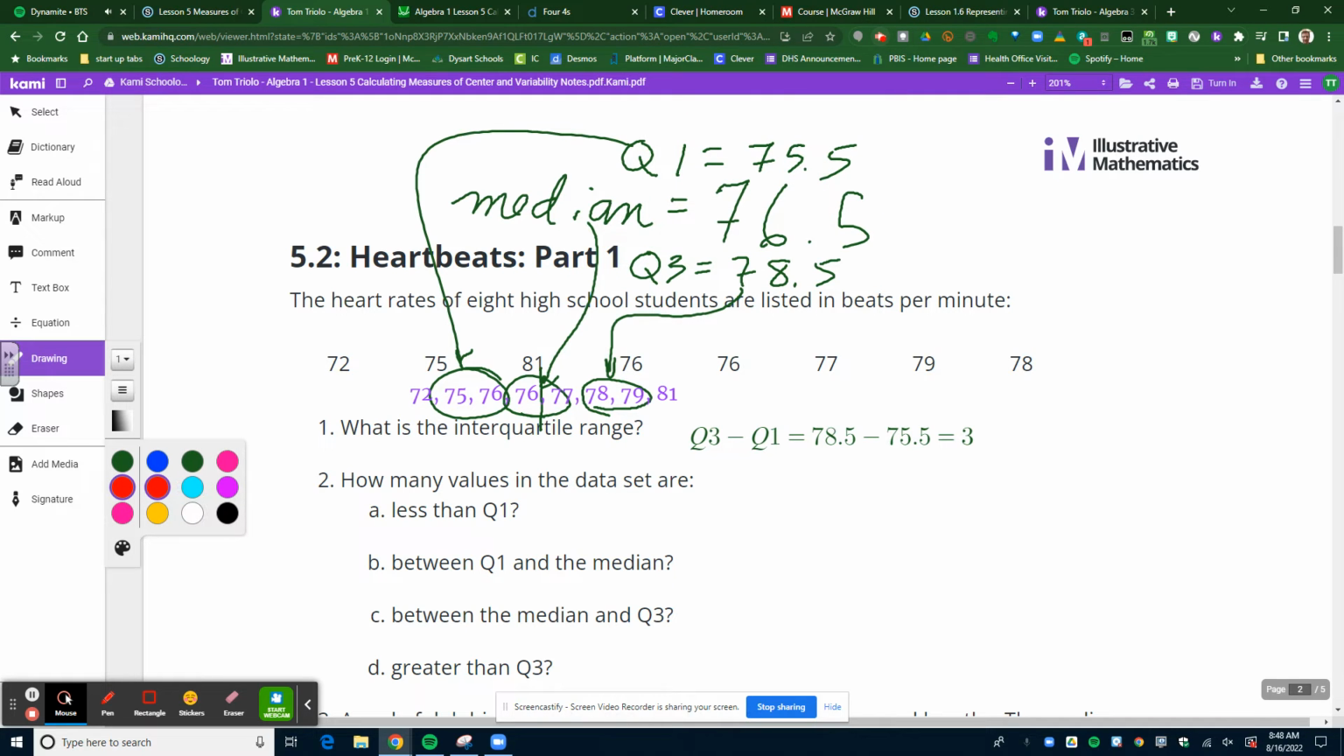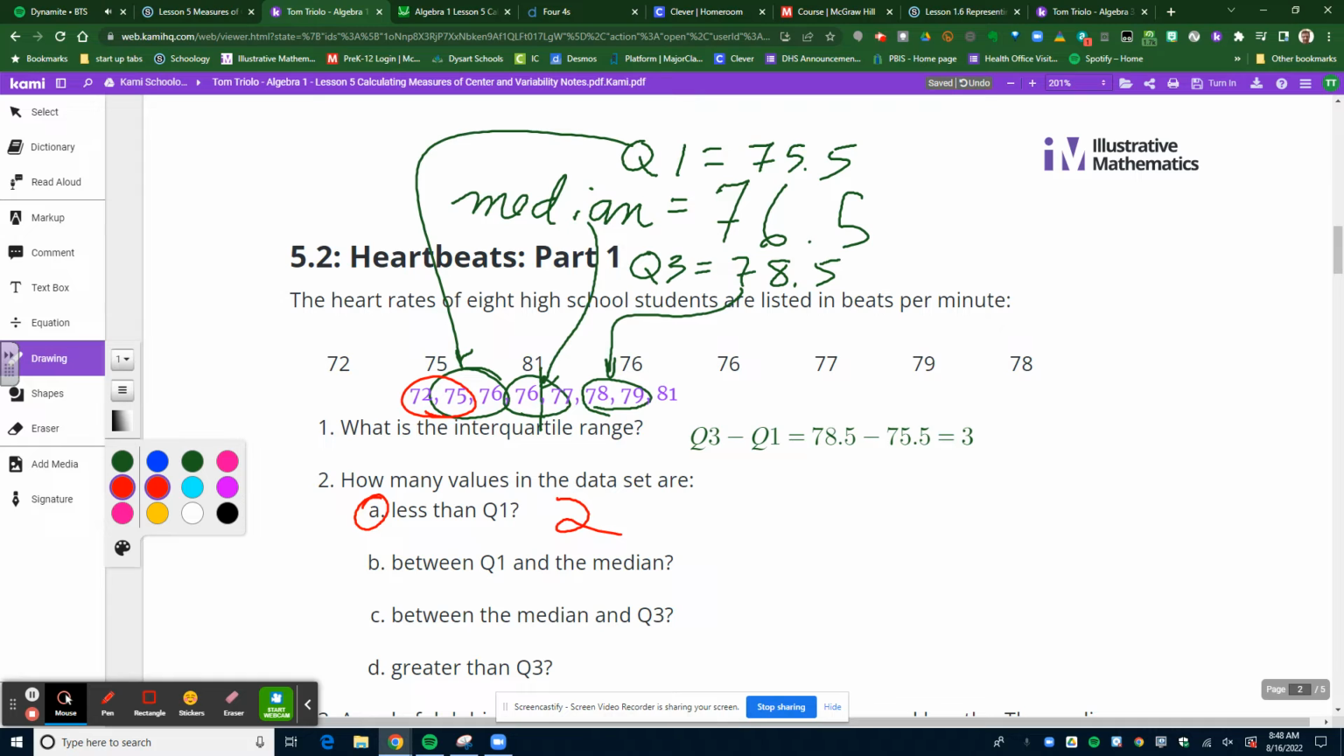So I'm going to get color coded here. I'm going to go red. Which numbers are less than 75.5? This is not a trick question. Go ahead, Alika. So 75 and 72, so I got 2. So those 2. So my answer there is 2.